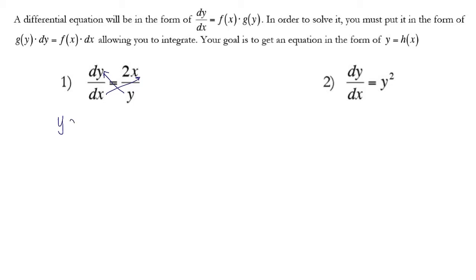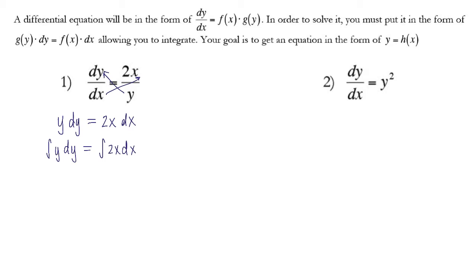So y dy equals 2x dx. That's going to be our separation of variables. When we do our free response questions, this is considered 1 point. Now your next line that you start, you need to integrate both sides. So we have the integral of y dy equals the integral of 2x dx. And you would integrate just like you are used to integrating.